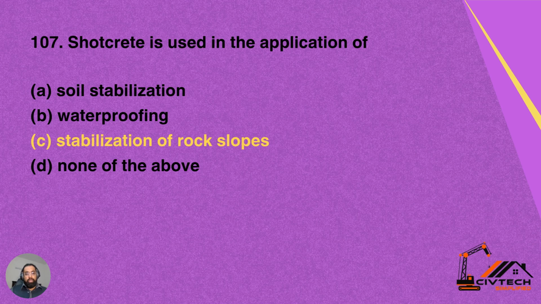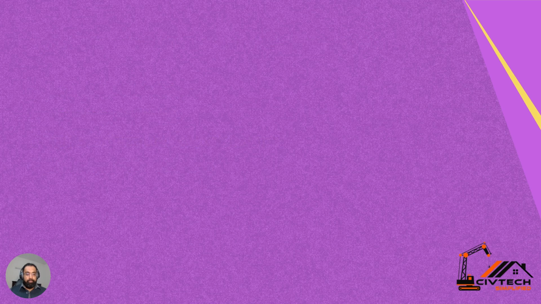Question number 107. Shotcrete is used in application of option A soil stabilization, option B waterproofing, option C stabilization of rock slopes, option D none of the above. So shotcreting is used in the stabilization of rock slopes. So option C is the correct answer for this question. Normally, when we do cuttings on the highway sides or for any dam site or anywhere we cut the hillside, after that we do the shotcreting of that portion so that the rocks should not fall down and no further landsliding happens. So stabilization of rock slopes is done with shotcreting.